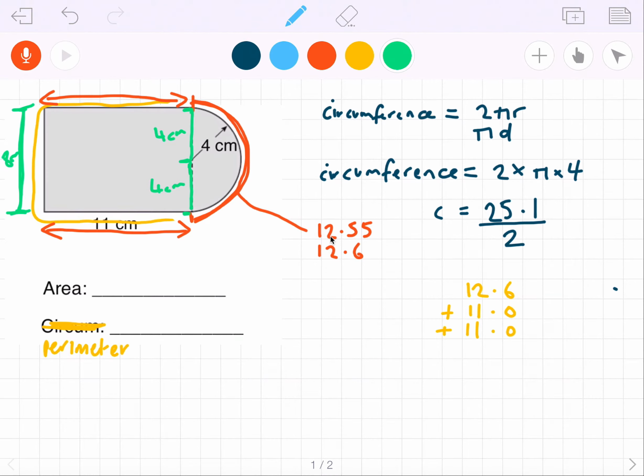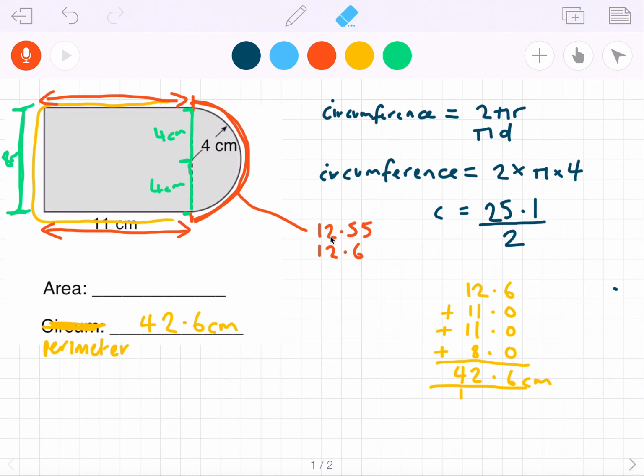So we're going to do 12.6 plus 11 plus 11 plus 8. We can add all that together, and what do we get? We get 6.234, and that's 12, so we'll carry the 1. We've got 1, 2, 3 plus our carry. So the perimeter of our shape is 42.6 centimeters. We can write in here 42.6 centimeters. So we successfully worked out what the perimeter is.